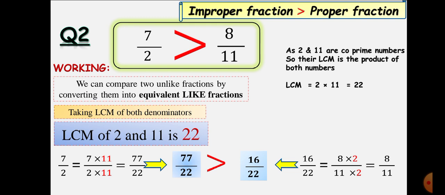In the first fraction, 7 over 2, you're going to get 77 over 22, and in the other fraction, 8 over 11, you're going to get 16 over 22. The denominator is the same, so look at the numerators. The greater the numerator, the greater the value. So 77 is greater than 16. That means 77 over 22 is greater than 16 over 22. That basically indicates 7 over 2 is greater than 8 over 11. That shows that the improper fraction is greater than the proper fraction.